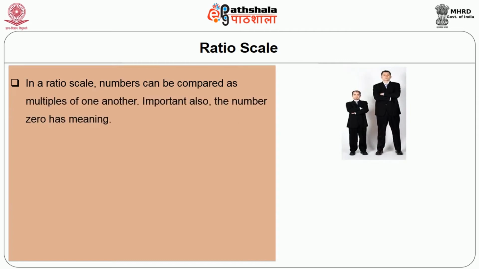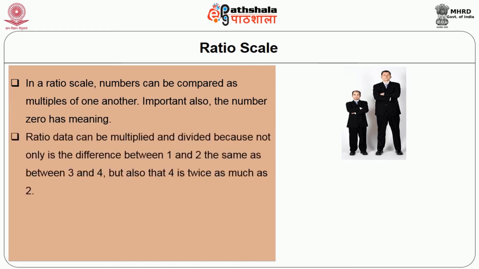Ratio scales are numbers which can be compared as multiples of one another. Thus, one person can be twice as tall as another. Important also, the number 0 has meaning. Thus, the difference between a person of 35 and a person of 38 years is the same as the difference between a person who is 12 and 15 years old. A person can also have age 0.